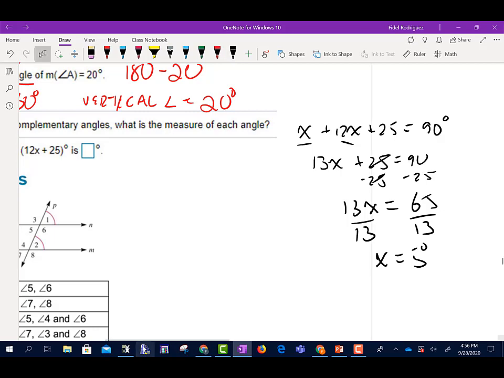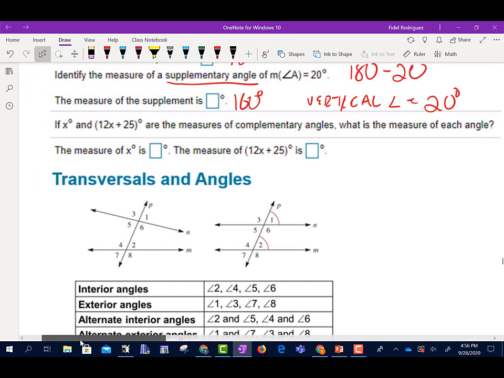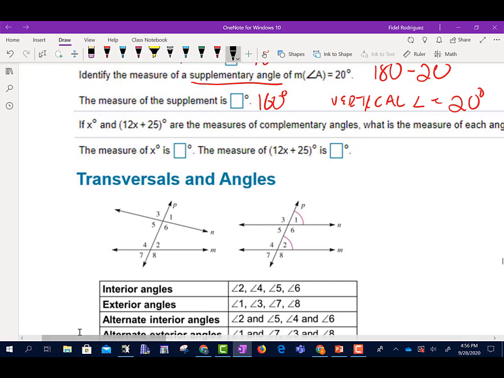So the measure of angle x is 5 degrees. If I want to find the measure of the other one, remember those two angles add up to 90. So 90 minus 5 would be 85 degrees, okay?